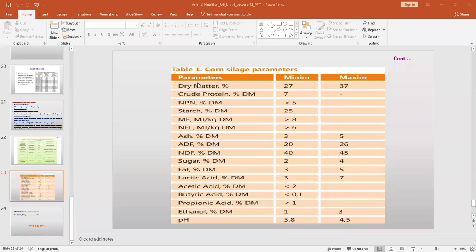So just remember these few parameters to judge the quality of the silage. These parameters may be asked from the examination point of view, and this is also important for the examination. So keep these parameters in mind for good quality silage. So this is all about the silage conservation method. Next I will discuss how we can conserve livestock feed through hay making.